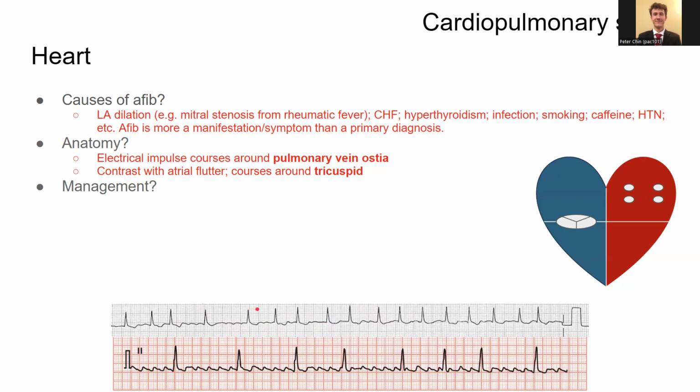Management wise, like I said before, you want to determine and treat if there's an underlying cause of AFib. So if someone's presenting with weight loss and heat intolerance, and you look at them and they have really bulging eyes and they're tremulous and hot and sweaty, you would want to think hyperthyroidism, and then you would want to get a TSH, a T4, T3, so on. You would want to work that up and manage it accordingly.